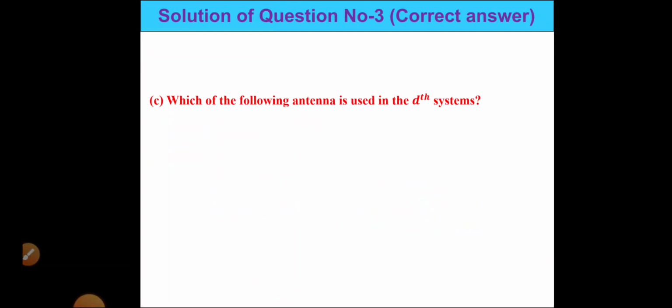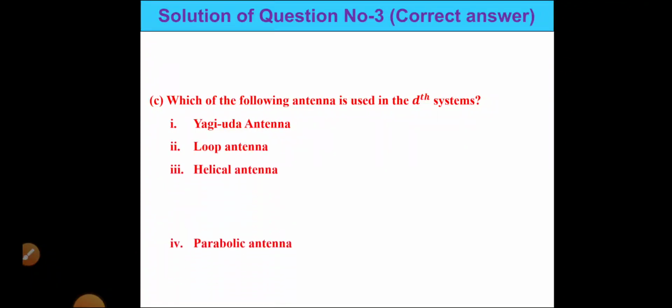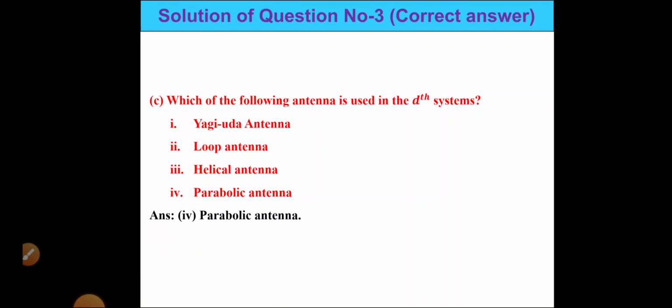Which of the following antennas is used in DTH systems? Yagi Uda antenna, loop antenna, helical antenna, parabolic antenna. In these systems we generally use a parabolic antenna. So option 4 is the correct answer, parabolic antenna.